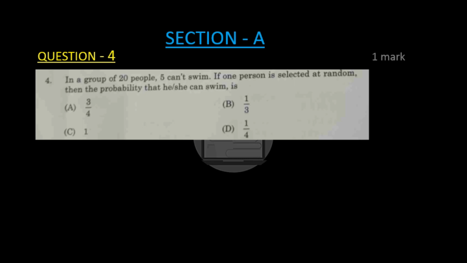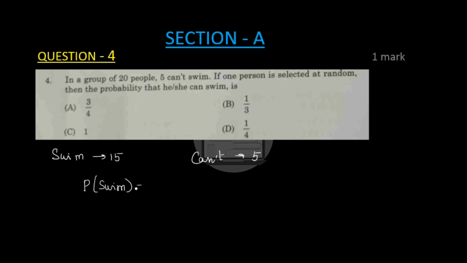In a group of 20 people, 5 can't swim. Okay, so how many people can swim? Number of people who can swim is 15, and the people who can't swim are 5. Total are 20. If one person is selected at random, then the probability that he or she can swim is. What is the probability that a person can swim?